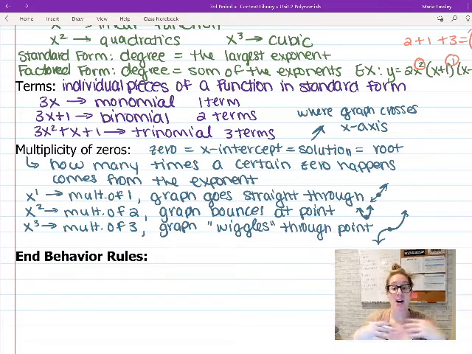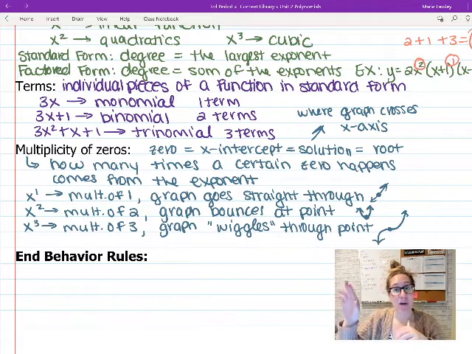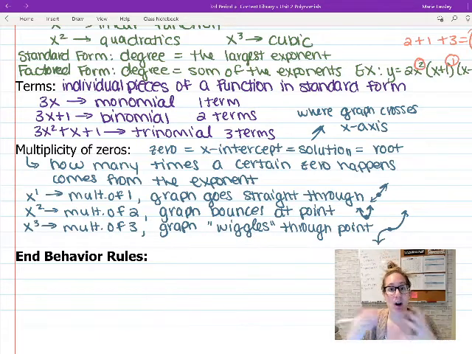Now, things that are higher in multiplicity kind of follow the 2 and the 3 rule. So if it's an even number, greater than or equal to 2, it's always going to do like a bounce. If it's a larger even exponent, it's going to make the graph look really fat at that point, but it's still going to kind of bounce. It's just going to be kind of wide.